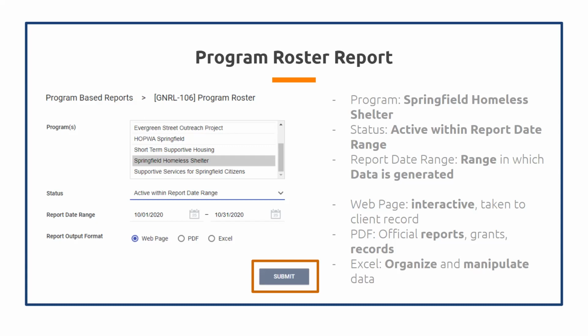The PDF is good for official reports, grants, or copies for your agency. And an Excel file will allow you to download it as an Excel file, and then you can use it in Excel to manipulate and organize your data. So for this training, we will select the web page and select submit.